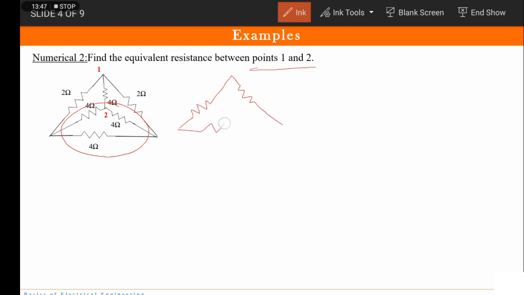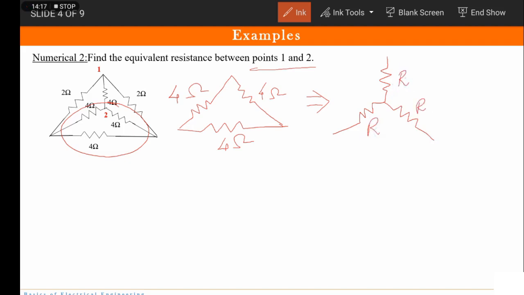And see, all the resistances are of the same value, isn't it? So all the resistances are of the value 4 ohms. So we can calculate the equivalent resistance only once, and all other resistances will be the same. Fine. So this we will convert into a star. Let me represent this by R, because all other values will again be R.